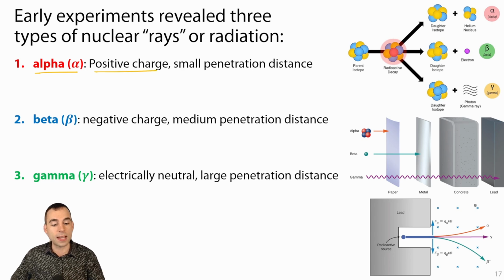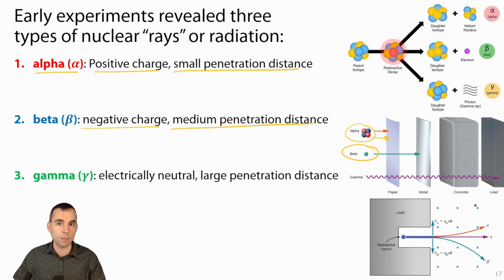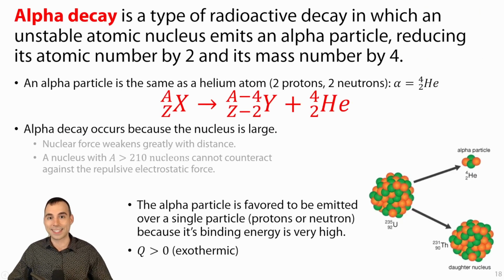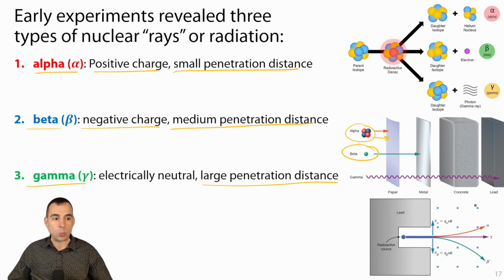Alpha particles have a positive charge and a small penetration distance. So when I undergo an alpha reaction, we emit an alpha particle, and that can barely penetrate a piece of paper. But other particles like beta particles have a negative charge and a medium penetration distance. So beta particles can make it through a sheet of paper, but not really much farther through metal. And gamma particles or gamma rays can have a very large penetration distance. And this large penetration distance is what causes gamma rays to have the most energy and do the most damage when they penetrate through our human tissue.